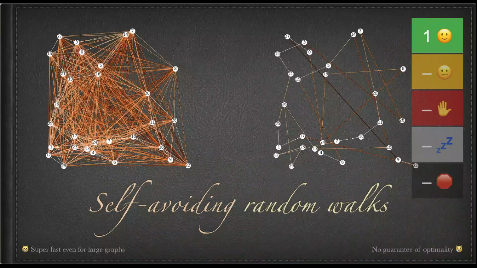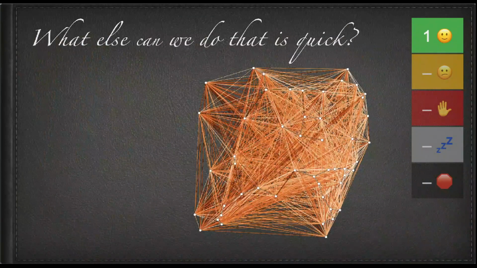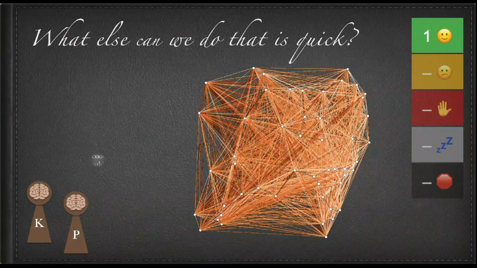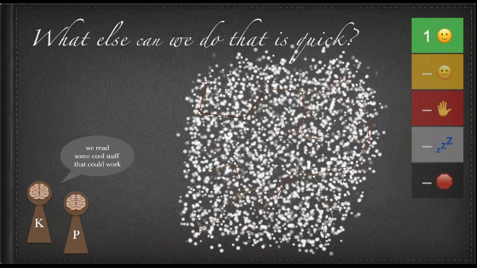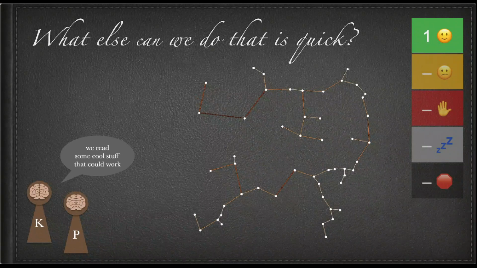It's probably not going to be a very good one, but at least it's going to visit every single vertex once. So we can do this very quickly, but we get very poor results. We get very expensive tours. So we could think about what other things we can do computationally that are quick to compute, but wouldn't be as bad as the random walk.